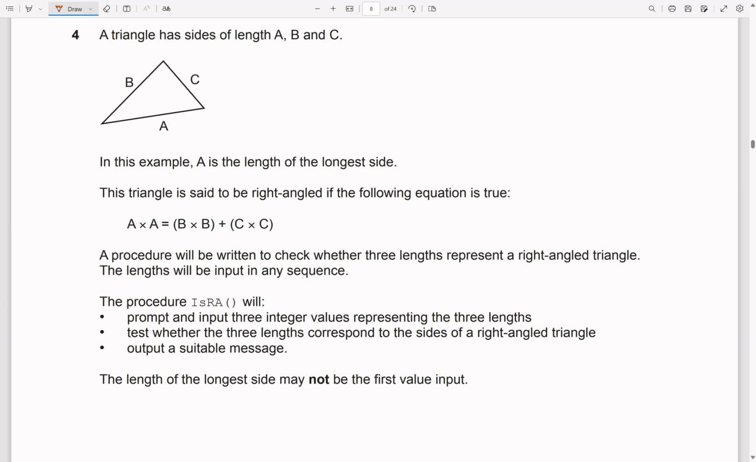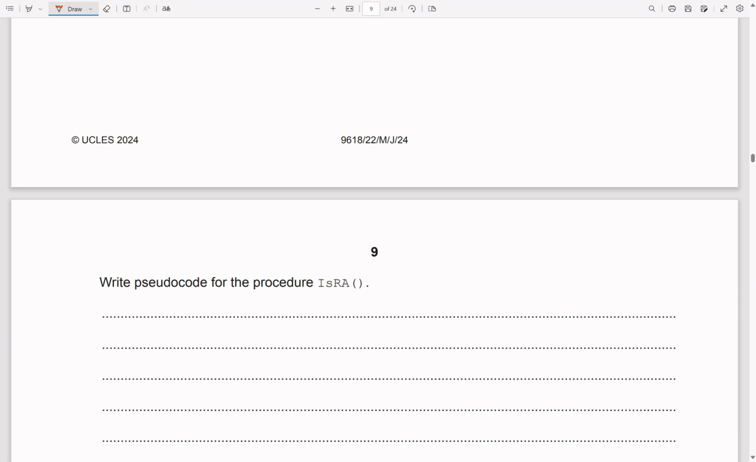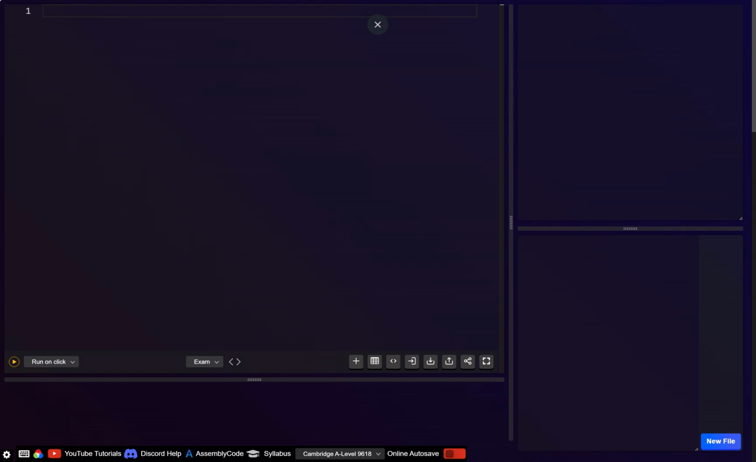The length of the longest side may not be the first value input. Then it says, write pseudocode for this procedure. So if we just try and do this, let's go procedure, and let me zoom in. This is going to be IsRA. Here there are no parameters because we just want to input.